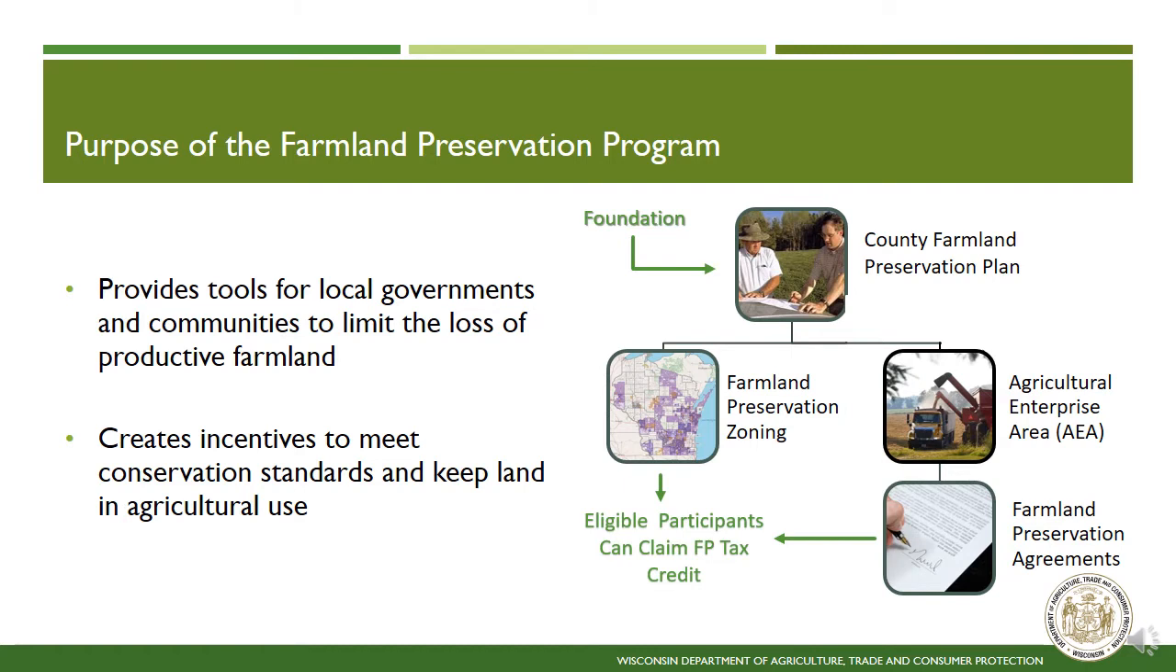The second half is our agricultural enterprise areas, or AEAs. These are state-designated areas identified by the community as important or integral to the future of local agriculture. AEAs enable eligible landowners to participate in the program by signing a farmland preservation agreement. Landowners who participate in either or both halves of the program may then be eligible to claim the tax credit.